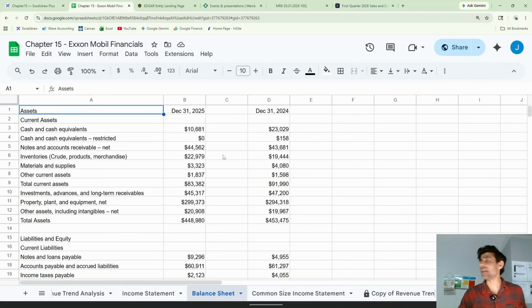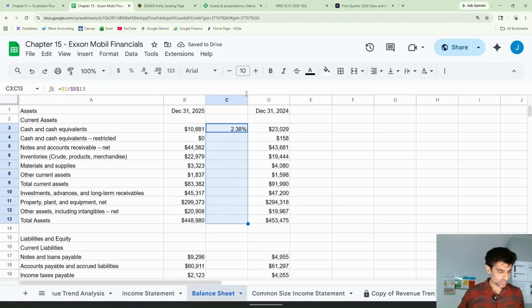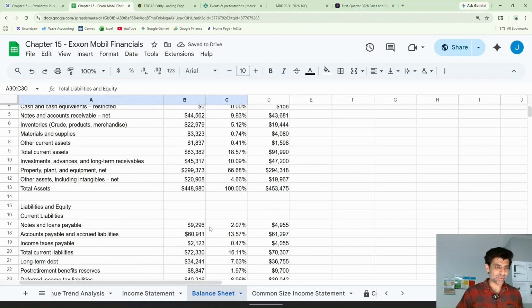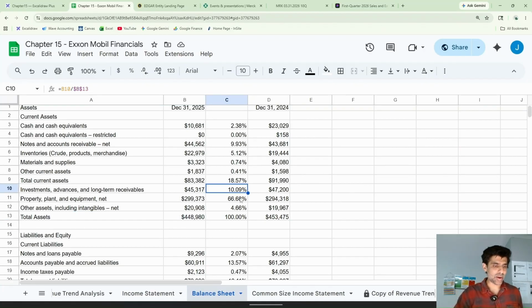The balance sheet, you can do the same thing. The basis on the balance sheet is going to be total assets. So I take this divided by total assets and make this a percent. Look, this is total liabilities and equity, 100%. Total assets, 100%. Why? Our accounting equation: assets equals liabilities plus equity. So the basis is assets, but it's also the same as liabilities plus equity. Now you can see how everything is divided up.